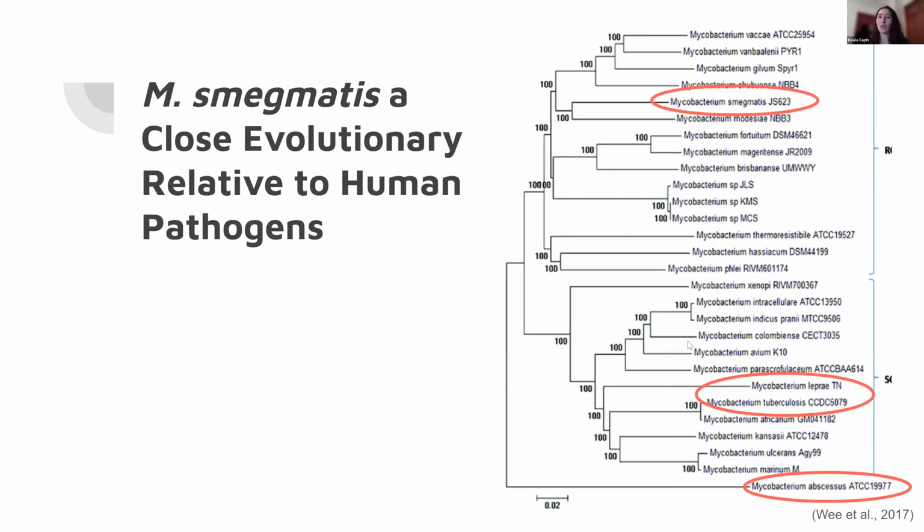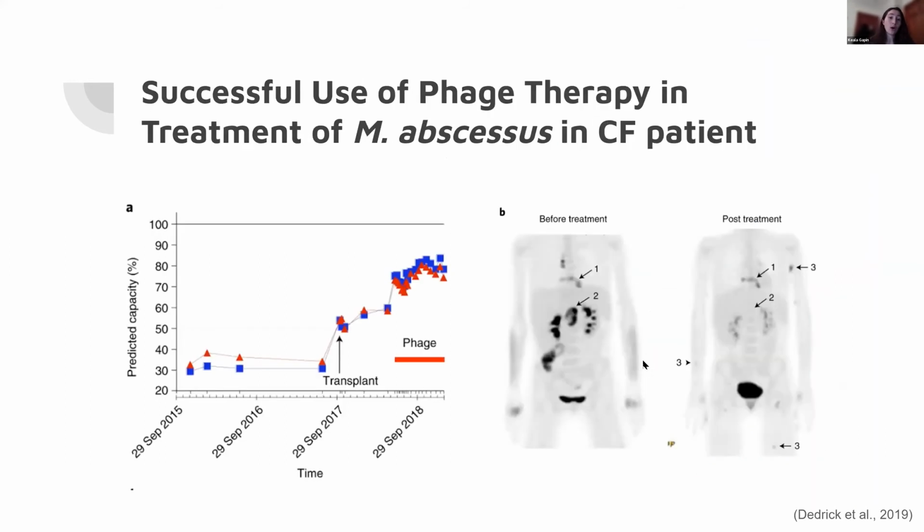So to zoom out and look at why we study phages and the host we do, which is Mycobacterium smegmatis. This is because M. smegmatis is non-pathogenic in humans, but it is a close evolutionary cousin to a number of pathogenic bacteria, including Mycobacterium leprae, Mycobacterium tuberculosis, and M. abscessus. And so already we've seen phages isolated by students just like us being used successfully in therapy of patients.